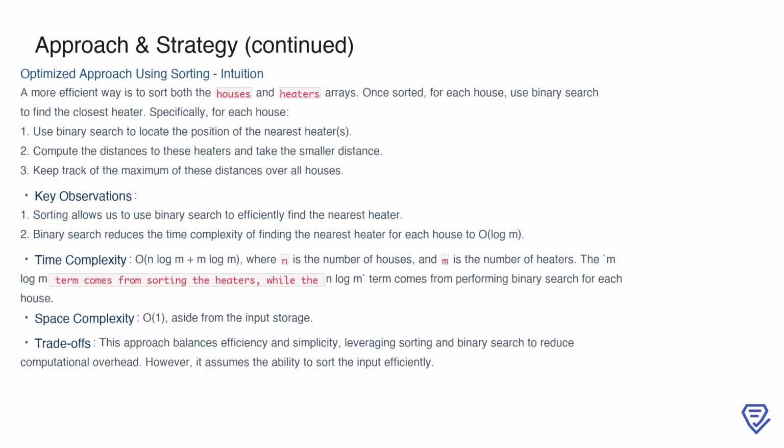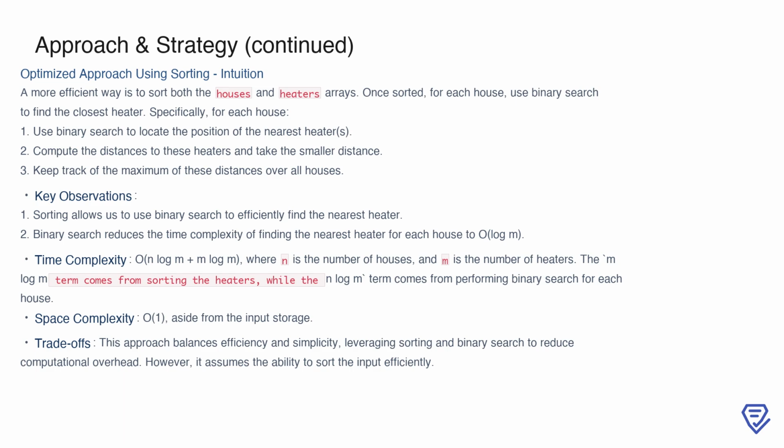By sorting both the houses and heaters arrays, we can use binary search to efficiently find the closest heater for each house. Specifically, for every house, we locate the positions of the nearest heaters using binary search, calculate the distances to these heaters, and take the smaller of these distances. The maximum of these distances across all houses gives us the required heater radius.